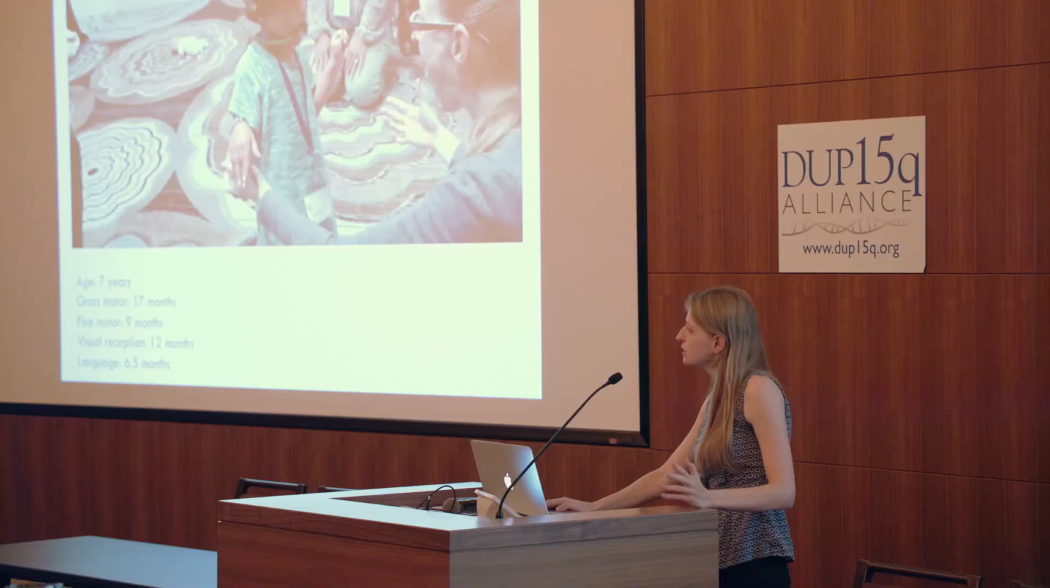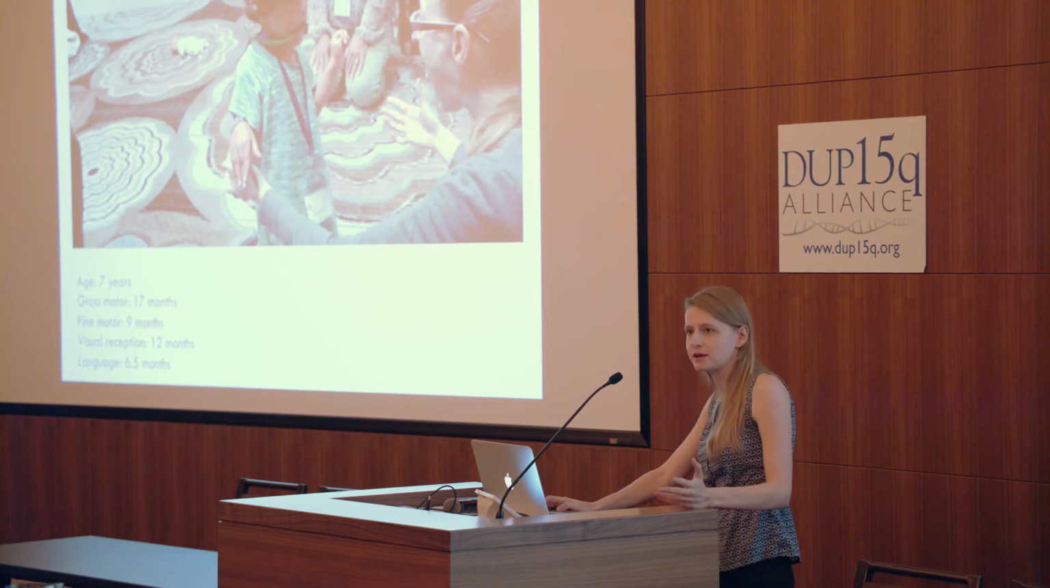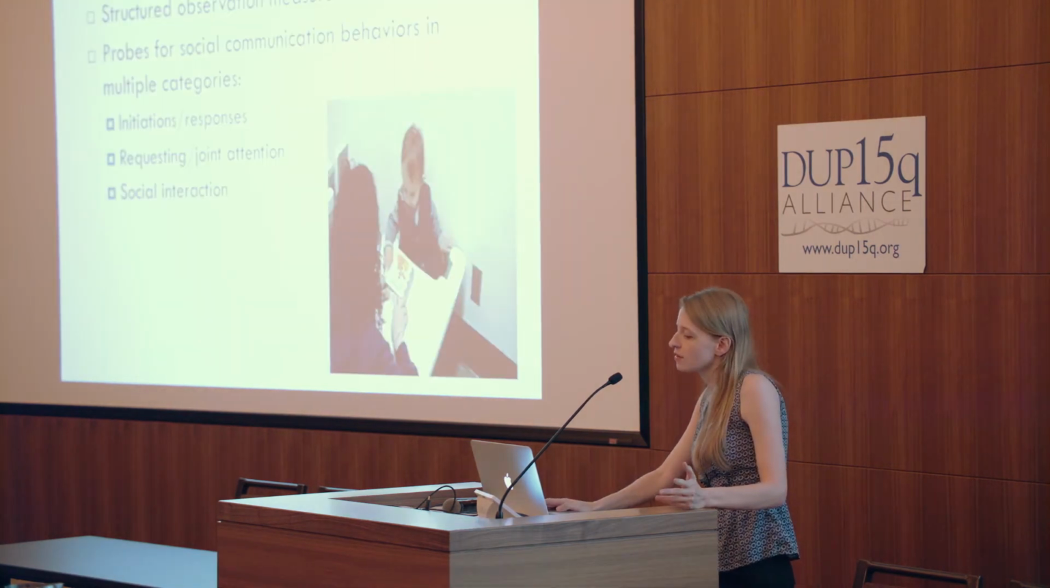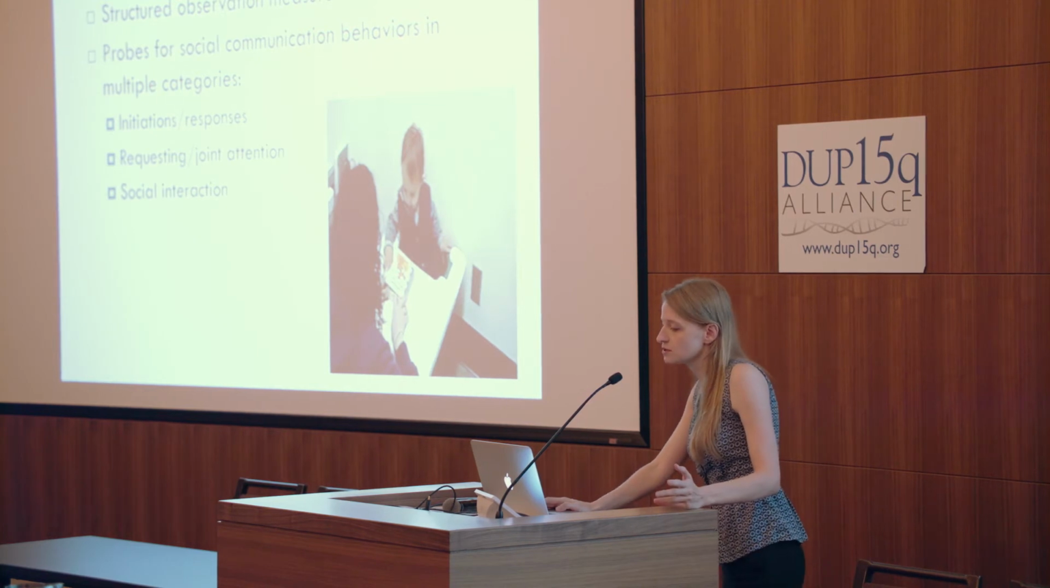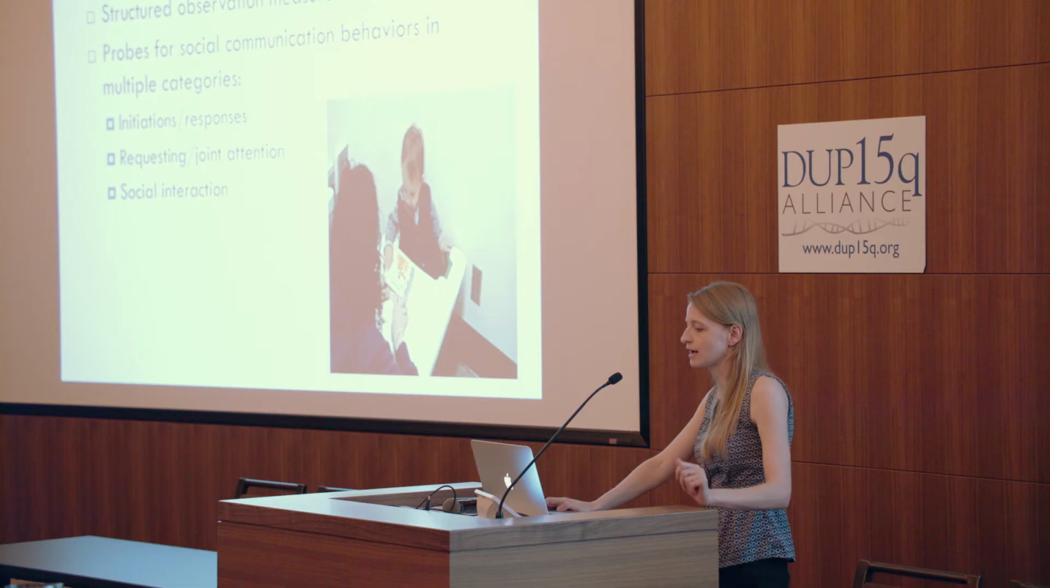So now I'm just going to show you a couple things that we're thinking about moving forward for how we might better capture these things. There's something called the Early Social Communication Scales, which is not a normed assessment, but it is a structured observation measure where we probe for social communication behaviors and we look for initiating and responding behaviors, behaviors used for requesting or joint attention, social interaction.